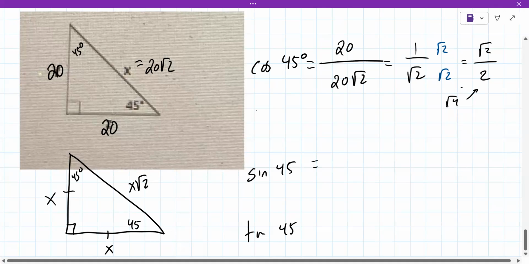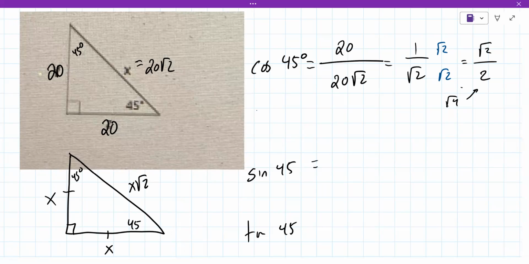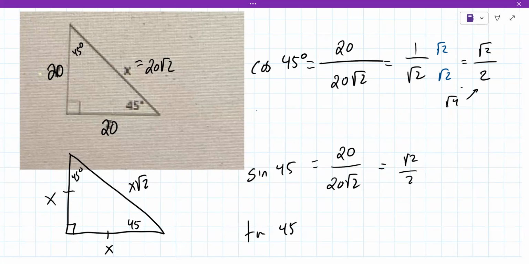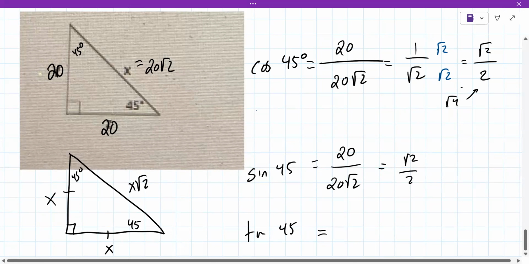Opposite over hypotenuse. So that would be 20 over 20 square root 2. And we know it's going to be the exact same thing, so it'd be square root 2 over 2. Good. And for tangent, that's opposite over adjacent. So 20 over 20, which equals 1. Yeah.